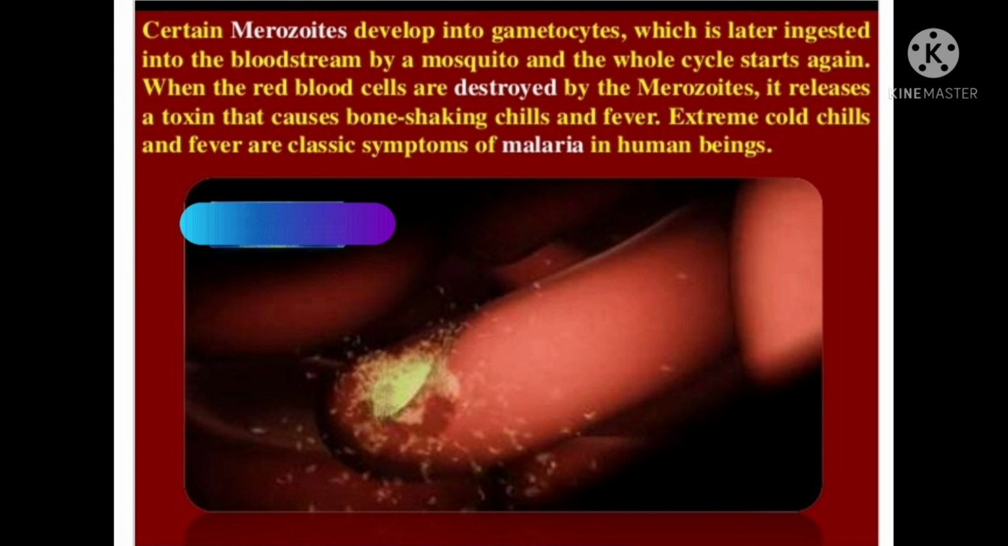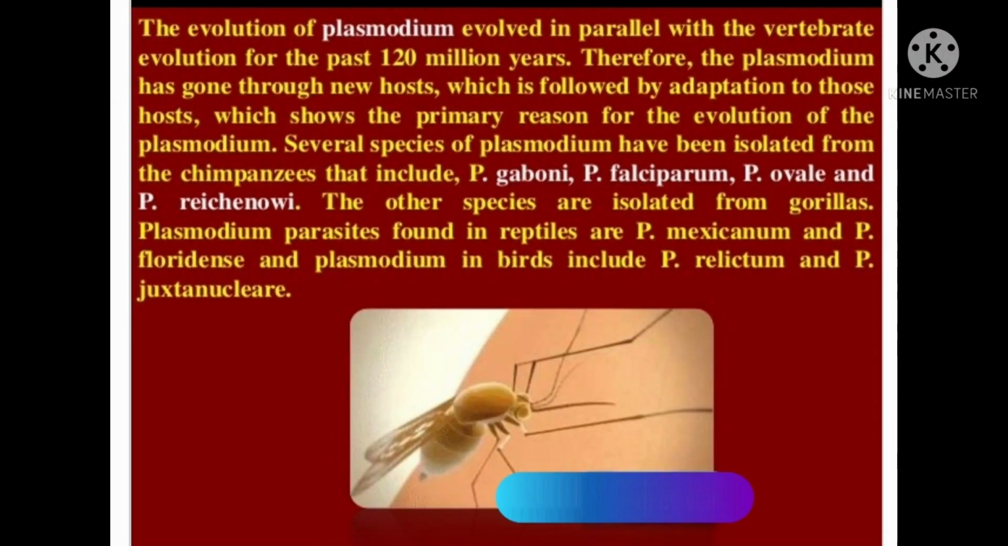When the red blood cells are destroyed by the merozoites, it releases a toxin that causes bone shaking, chills, and fever. So hope this will give you a better idea about the symptoms of malaria and how it appears. Extreme cold chills and fever are classic symptoms of malaria in human beings. How so? You can understand by this particular portion.